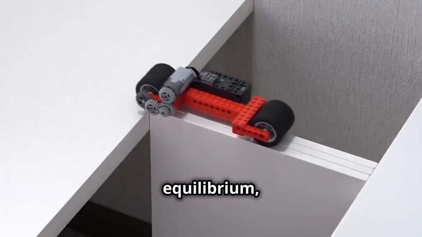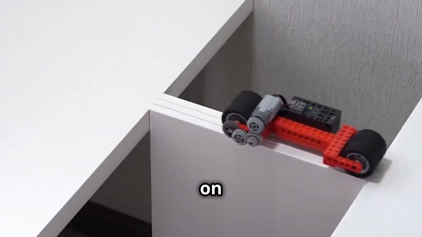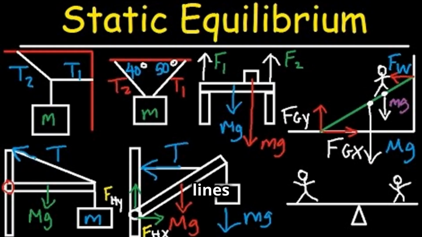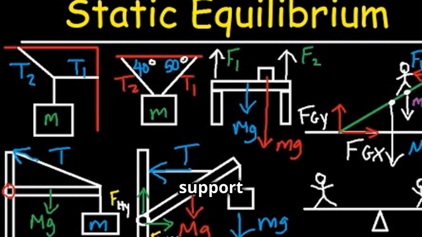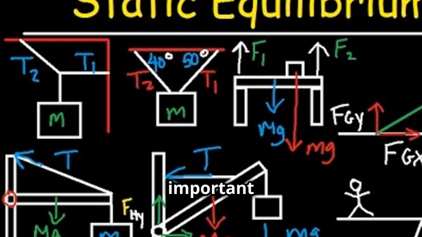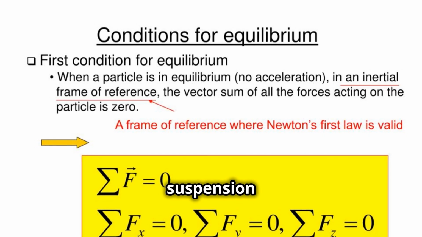In static equilibrium, all the forces and turning effects on an object add up to zero. Moving the wheels to the center lines up the center of gravity with the support point, making it less likely to tip over. This idea is super important when designing things like suspension bridges or off-road vehicles.